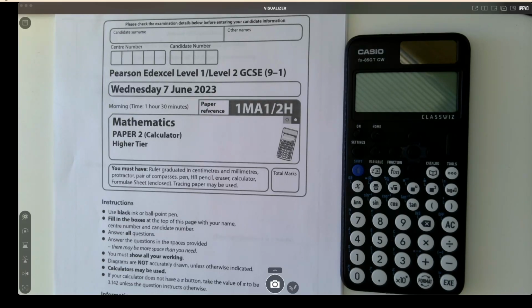Edexcel Paper 2s are calculator papers, so a calculator should be used. A little disclaimer: there may be more than one way to answer a question. The methods shown in this video are not the only way some mathematical skills can be applied. Okay, let's get started.